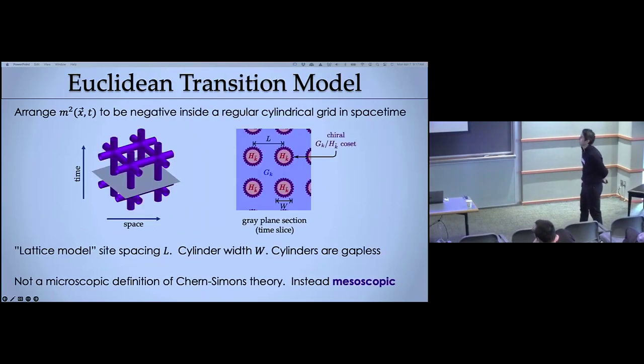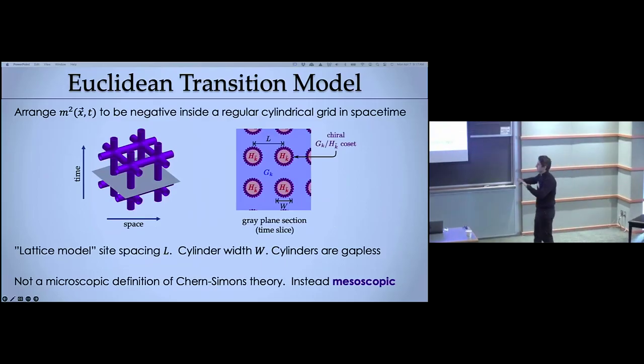Okay, so that was about domain walls. And now I'd like to make space-time into a network of these domain walls. I'm going to try to do this to build up a model of the transition. My goal is to describe this Higgsing transition using infrared degrees of freedom. And here's how I'll do it. I'm going to arrange m squared to be negative inside a regular cylindrical grid in space-time. So here's this grid. There are these tubes. The purple region is the domain wall.